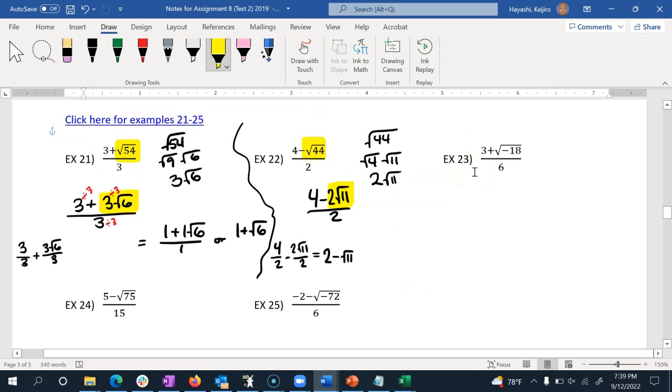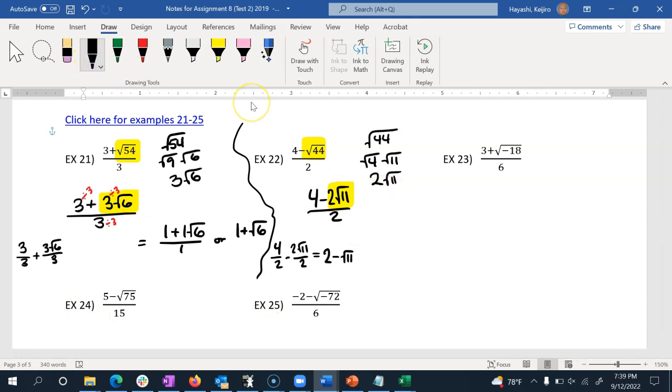Okay, and we'll do this one at least because this is an imaginary one. Okay, so the square root of negative 18. Square root of 9, square root of 2, and it is going to be 3 square roots of 2. But there's also going to be an i.